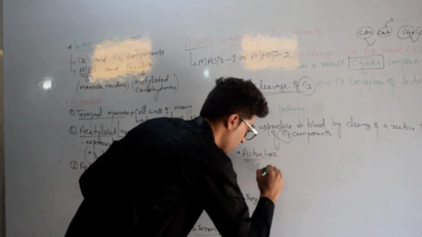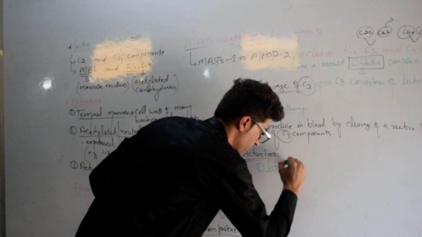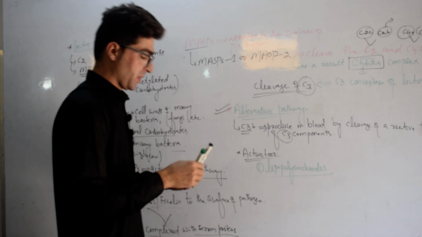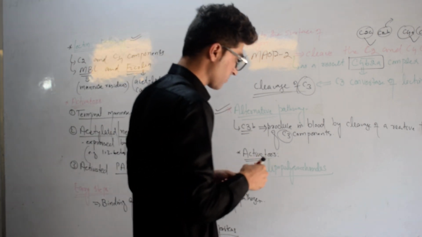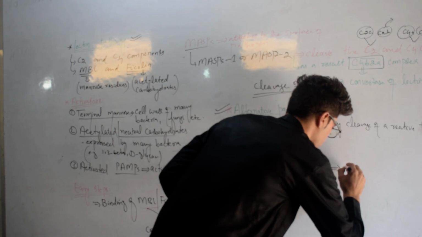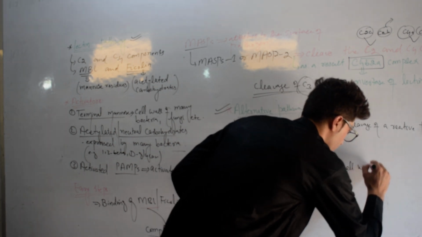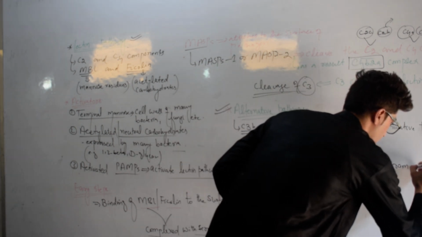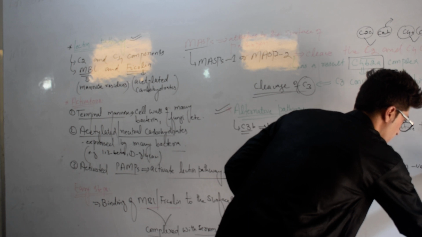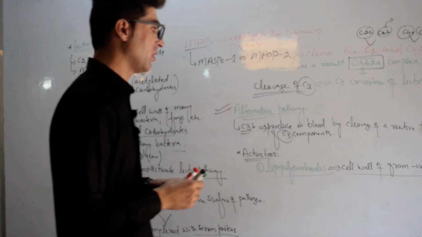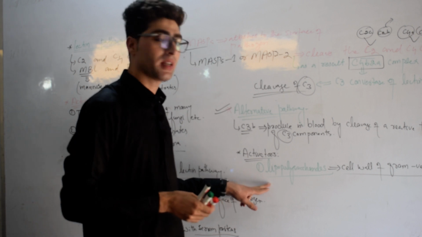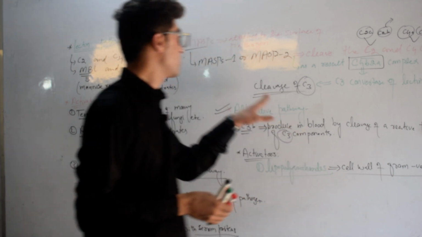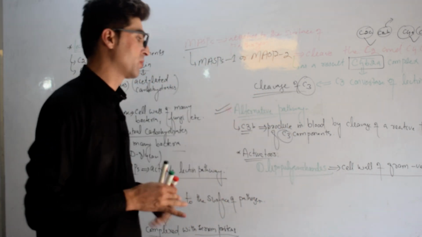The activators include lipopolysaccharides, and these lipopolysaccharides are expressed by, as a part of the cell wall of, gram-negative bacteria. Clear? So whenever there is a lipopolysaccharide in the body, which is actually a part of the cell wall of bacteria, it is going to activate the alternative pathway.